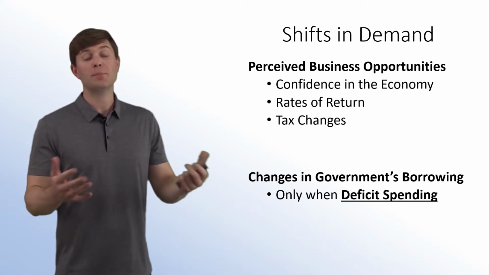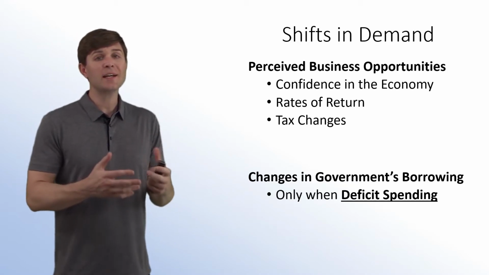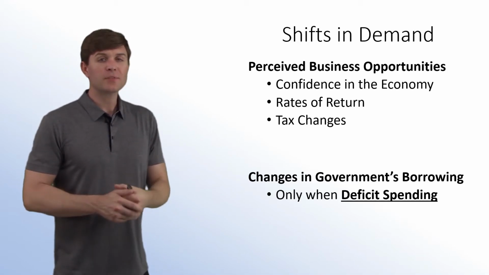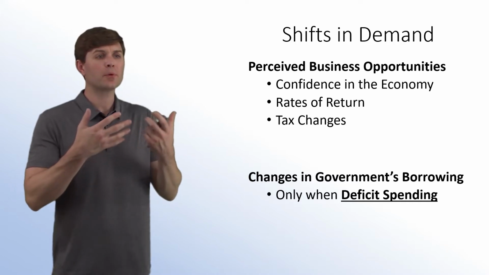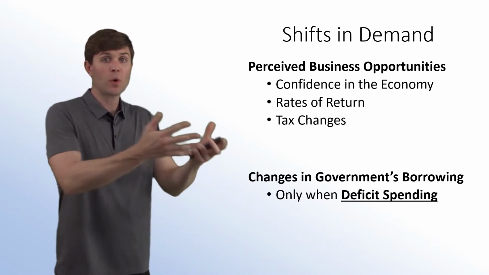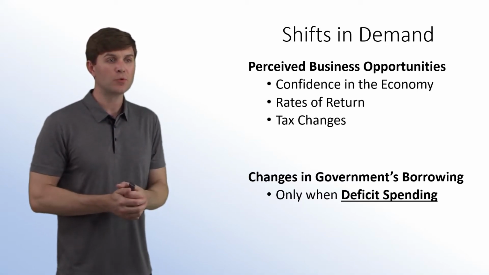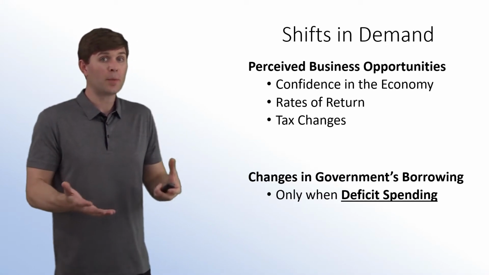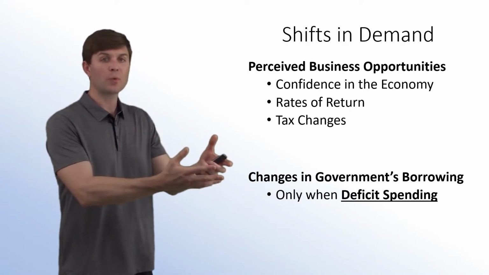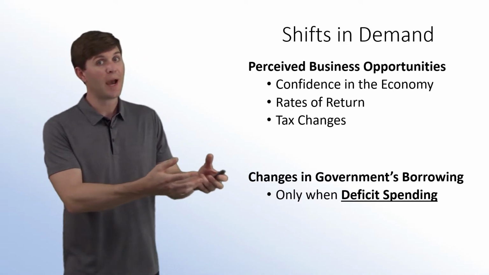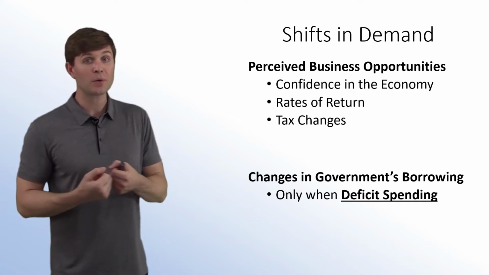First one, perceived business opportunities. And this is kind of the bigger of the two because confidence in the economy or how the economy is perceived. Is it going to be good? Is it going to be bad? The expectations of what's going to come in the future is going to cause demand to go up or down. If we think the economy is going to do great, we're shifting to the right. If we think it's going to do bad, we're going to stop investing so much, borrowing so much money to expand.